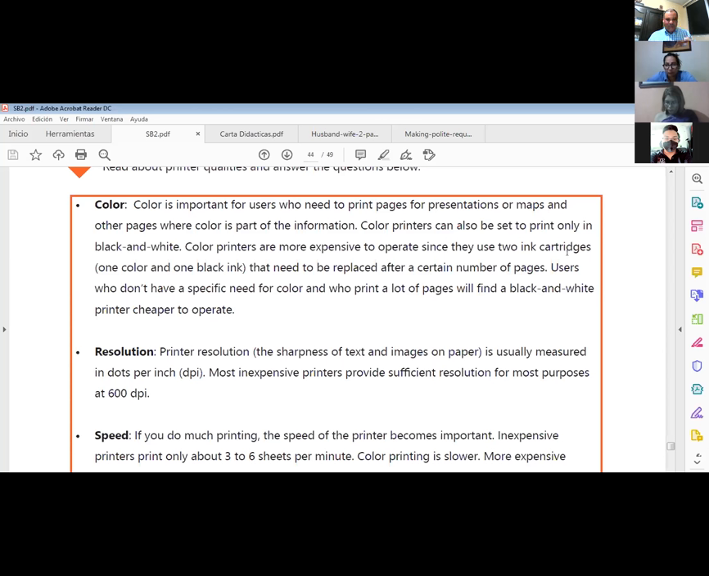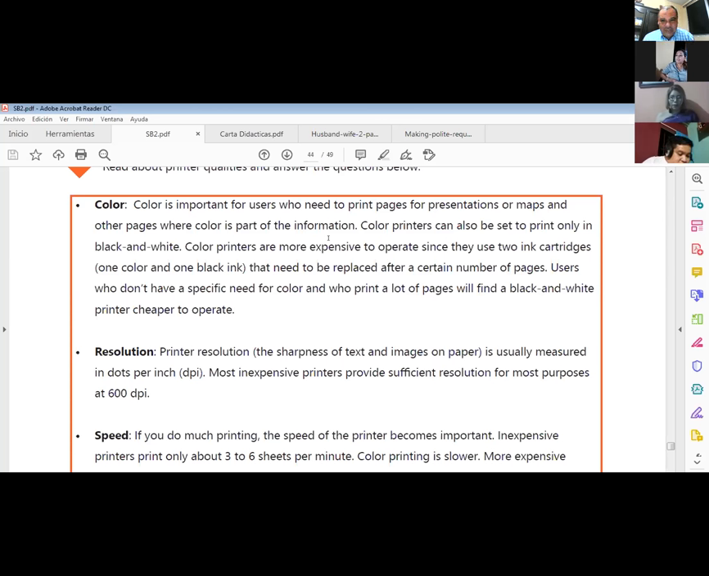No more questions. Okay, repeat after me. Color. Color is important for users who need to print pages for presentations or maps in other pages where color is part of the information.